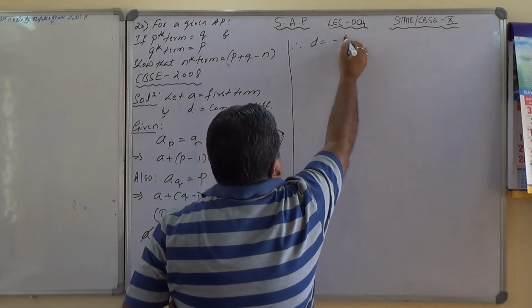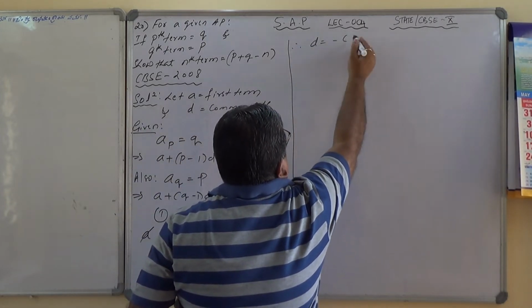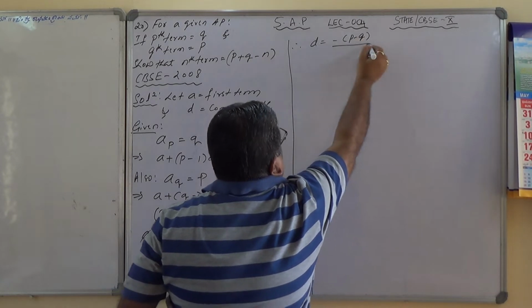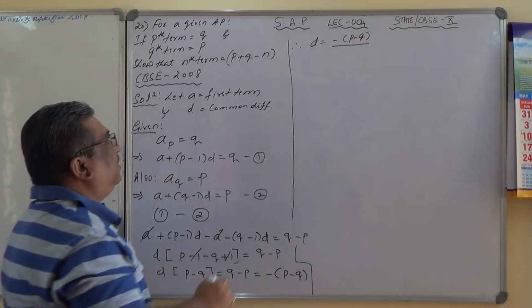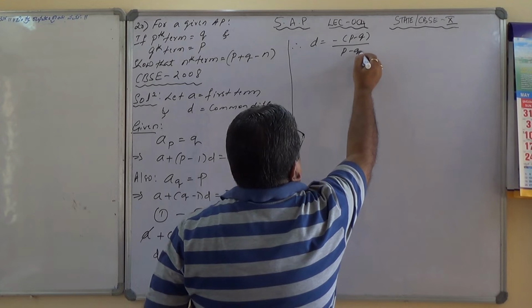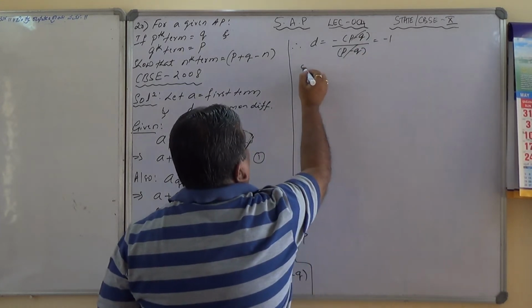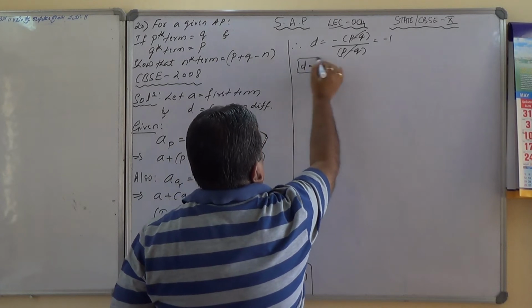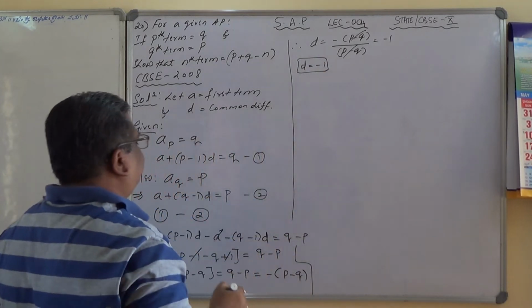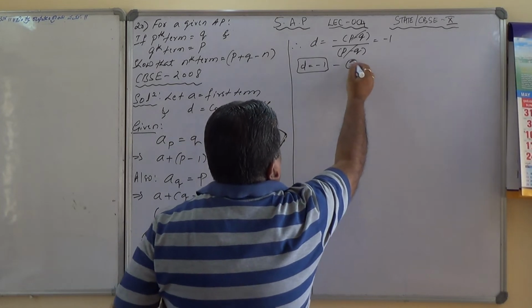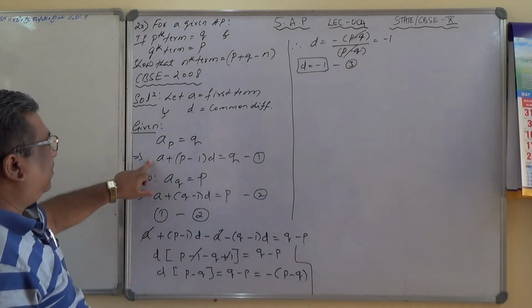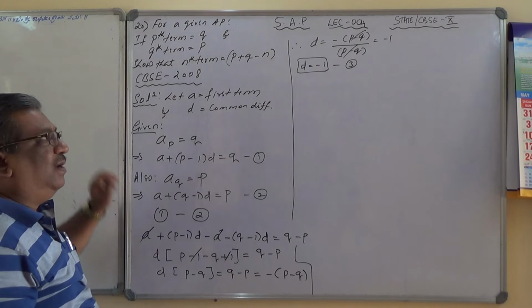D equals minus (P minus Q) divided by (P minus Q). P minus Q will cancel, which is minus 1. So D equals minus 1. Mark it 3. Take any one of these equations, substitute the value of D and get the value of A.